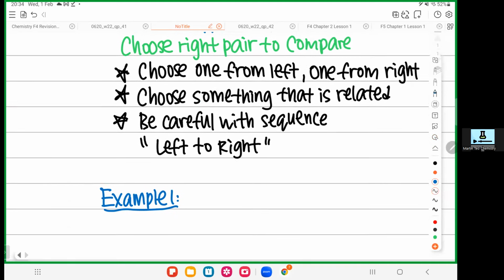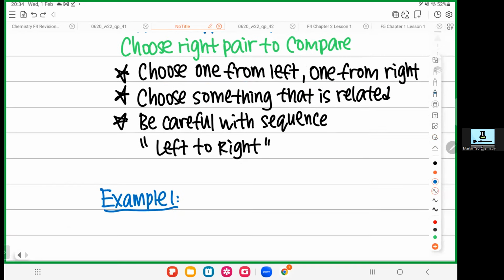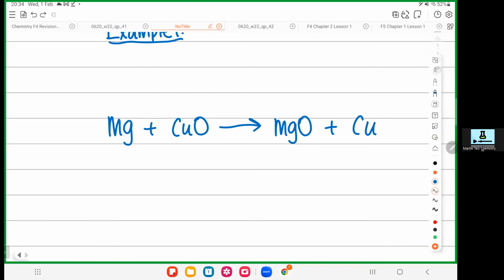First, choose one from the left and one from the right, choosing something that is related. Let's say I choose one apple from the left. The first apple I choose is magnesium. So can I choose copper oxide already? Cannot. You must choose one apple from the left and one apple from the right. So now the right-hand side has two apples, right?